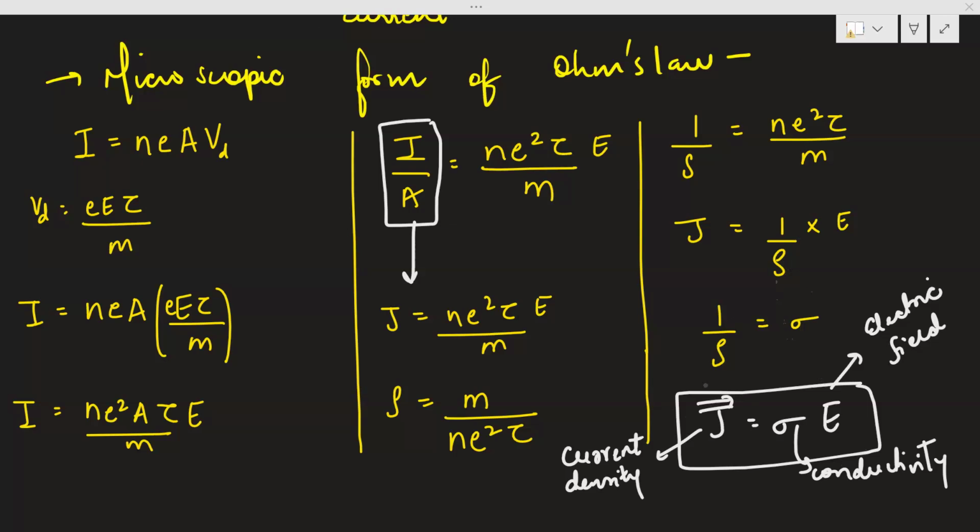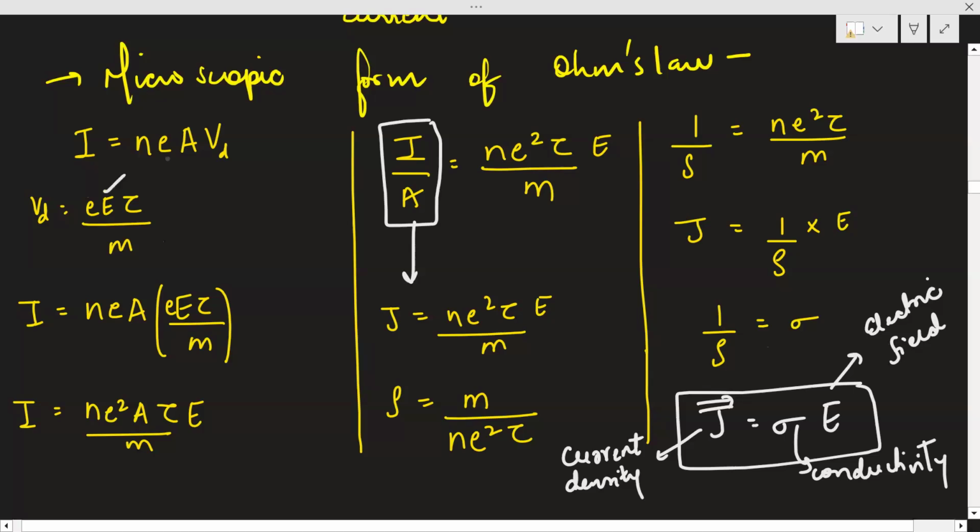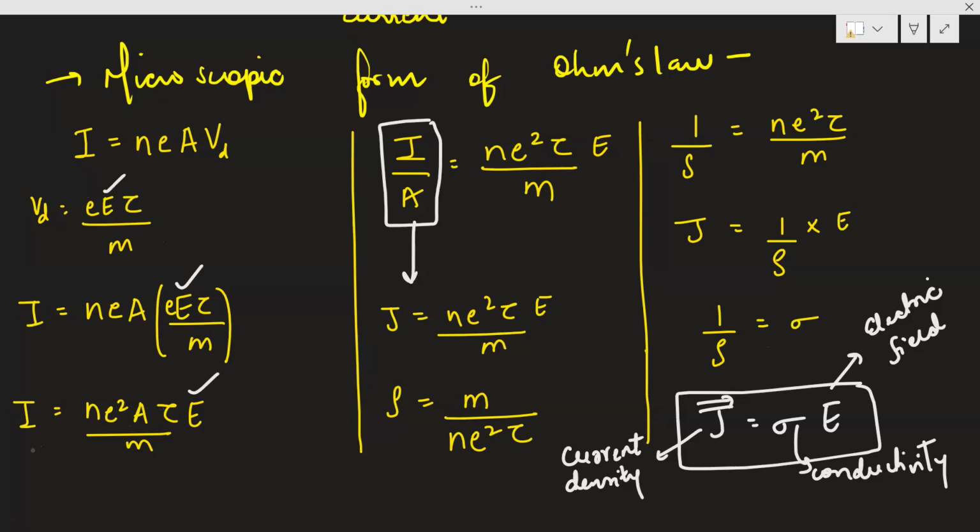What's the confusion, Safrina? Over here, rho is equal to m by ne square tau. Where did the E go? E was already there, no? See here, this electric field came from the drift velocity. This electric field stayed here. Now see, we first shifted A to the denominator, so we were left with E till here. I by A was J, and E is still coming. I just told that this whole part is 1 by rho, so we have replaced it with 1 by rho. The electric field was still there.